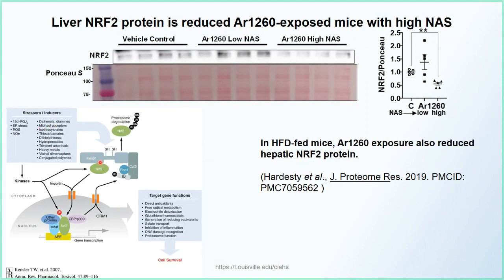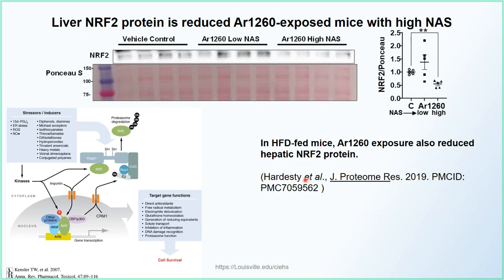So in response to a toxicant, we're going to get KEAP1 destroyed, and NRF2 can enter the nucleus, interact with its heterodimer partner, bind to antioxidant response elements, and upregulate the transcription of genes that try to allow the hepatocyte to survive. And what we see is, in fact, in the high NAS exposed Aroclor exposed livers, we see a reduction in NRF2.